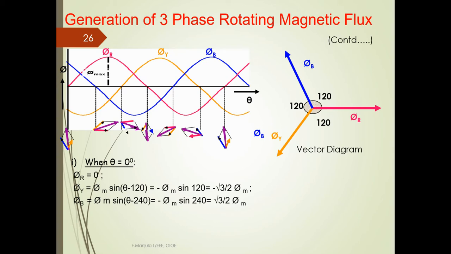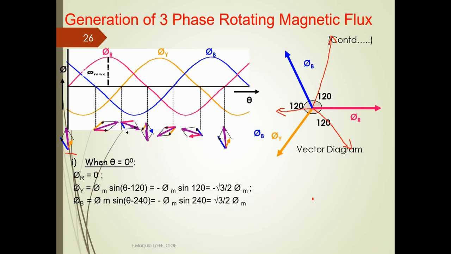Okay, so here this is phi b, phi r. This will become minus phi r, the direction I have just drawn in short form, and this will become minus phi y, and this will become minus phi b direction. Okay, so at theta equals 0 degrees, this point. We know that phi r is 0, so this is not there. And now, phi y is minus root 3 by 2 phi m.